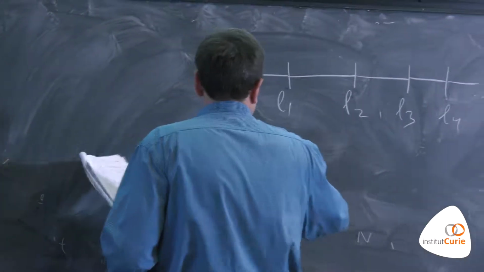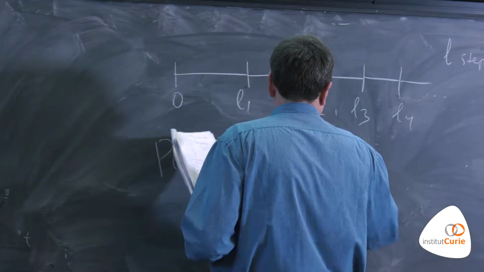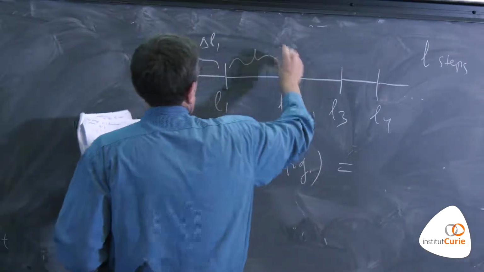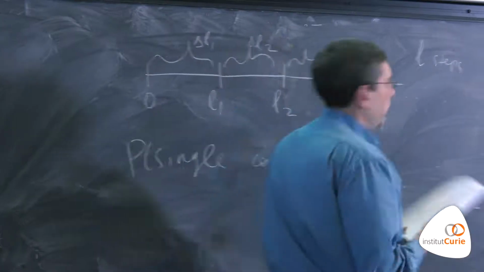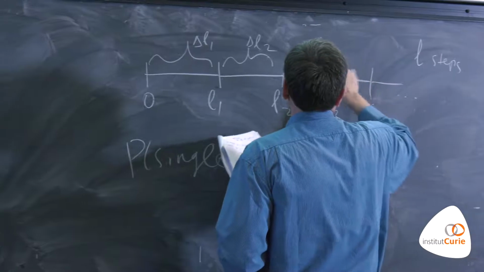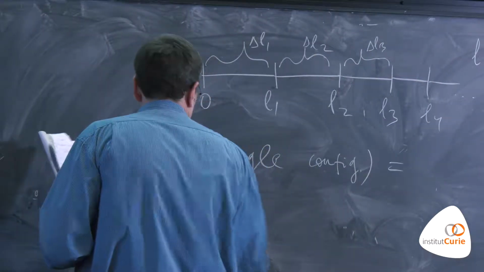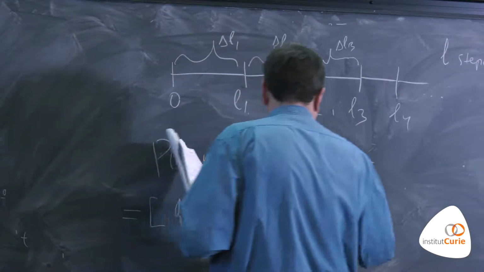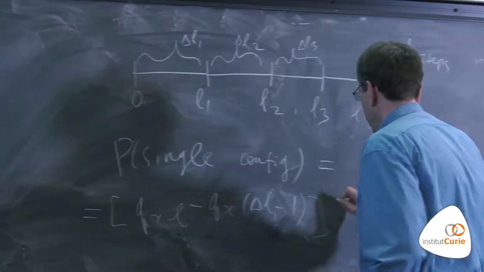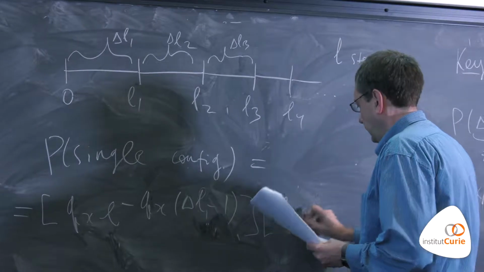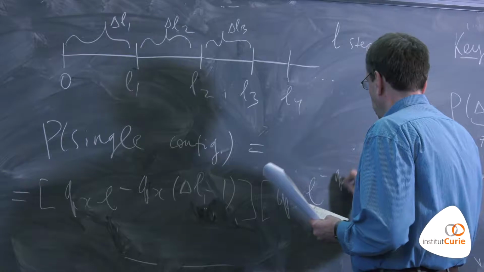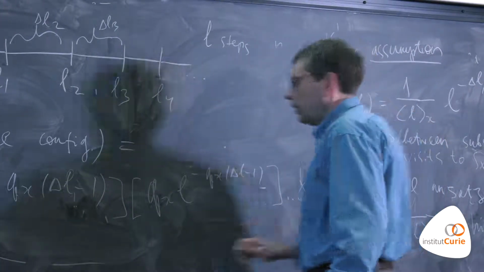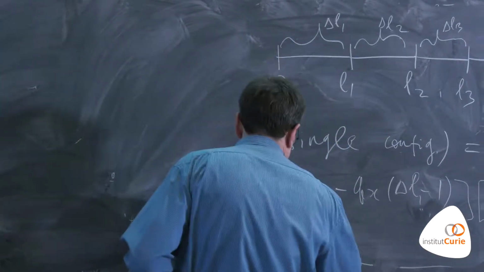So suppose this is a single configuration. This one is delta L1, perhaps minus 1. This one is delta L2. And delta L's are distributed like this. This one is delta L3. So this goes over the entire interval. So the probability of a single configuration is going to be the first exponential, delta L1 minus 1, and so on for all the events. Okay, but then in the end you have the probability of failure.